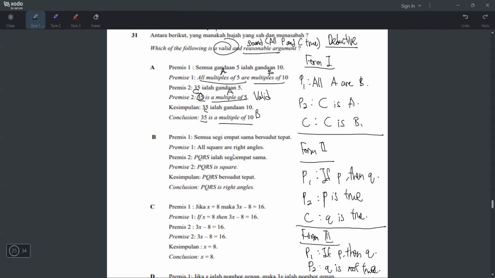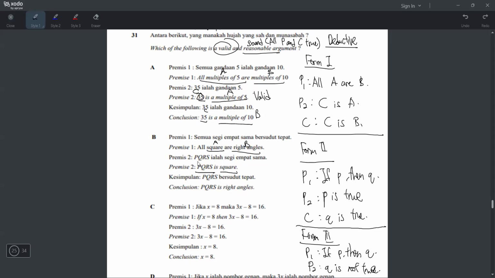Okay, B is what? All squares are right angles. So this one, square, is the A. Right angle, this is the B. Right? So just like this, all A are B. So confirm it is not form number 2 or form number 3 lah, because for form number 2 and form number 3, you have to have the words if then. So that's why I write A, B.